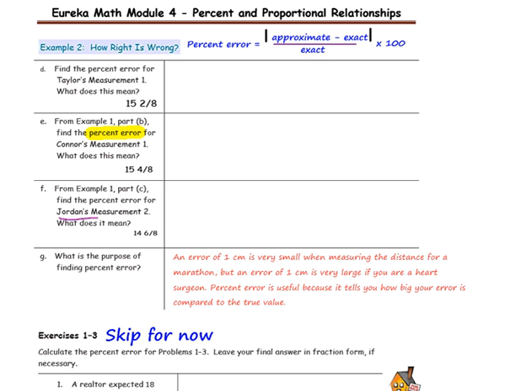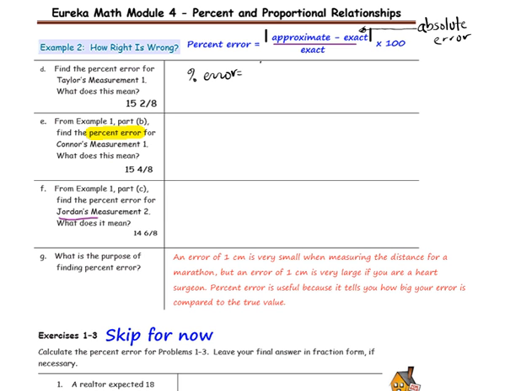In our next section, how right is wrong, we're going to find the percent error for Taylor's measurement. What does it mean? The formula for percent error is percent error equals, and you can see that it's the absolute value of the approximate minus the exact, which is what we just did on the previous page. So this top part of the formula represents the absolute error. In other words, how wrong were you?